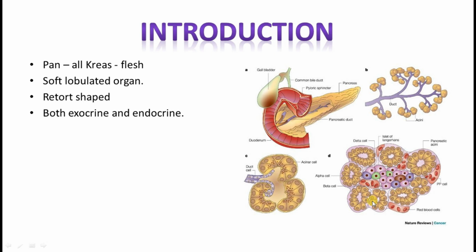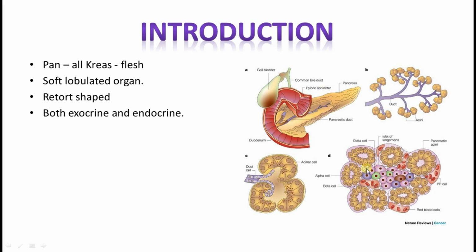So these pancreatic acini secrete pancreozymin and secretin in the form of zymogen granules, and they are transported to the duct system, which opens into the lumen of the second part of the duodenum.